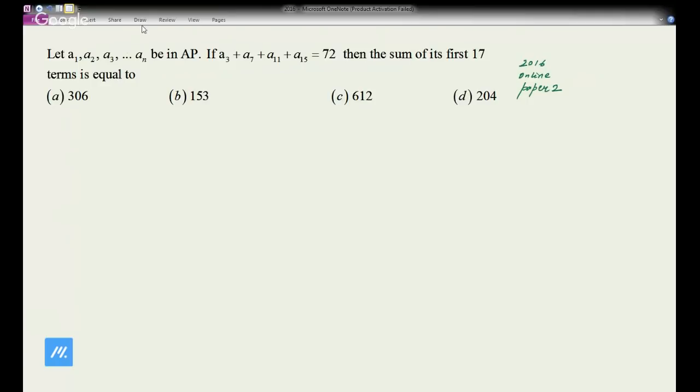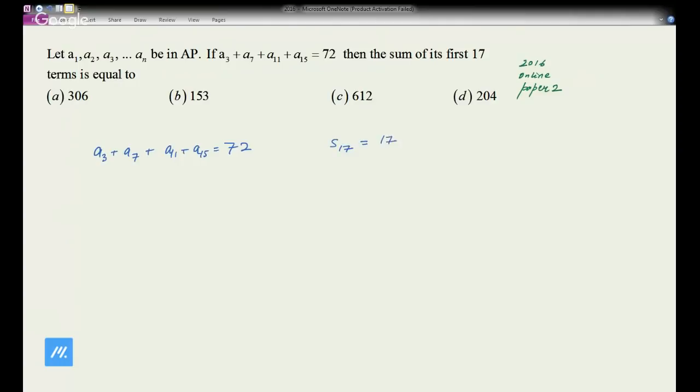Okay, guys. So I am not going to spend much more time on this particular question. This was a very, very easy question. So it is given A3 plus A7, let's just quickly do it, plus A11 plus A15 is equal to 72. Right? You want to find the sum of the first 17 terms. So you want S17, right?